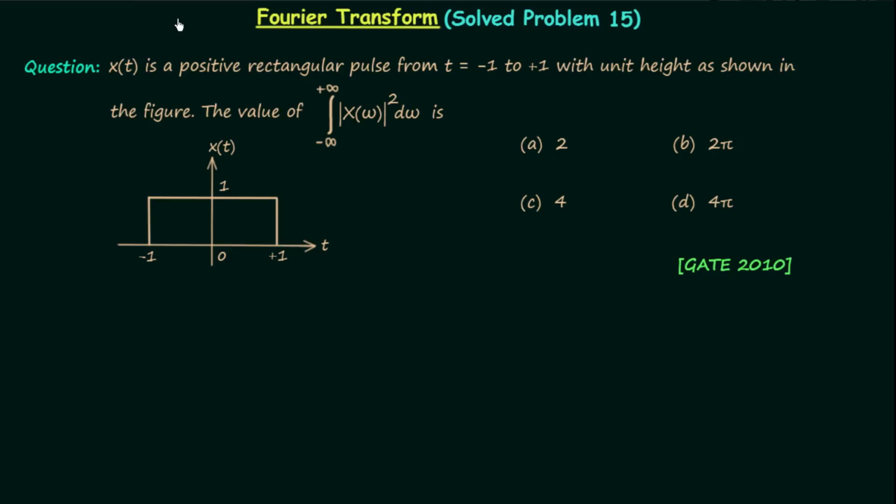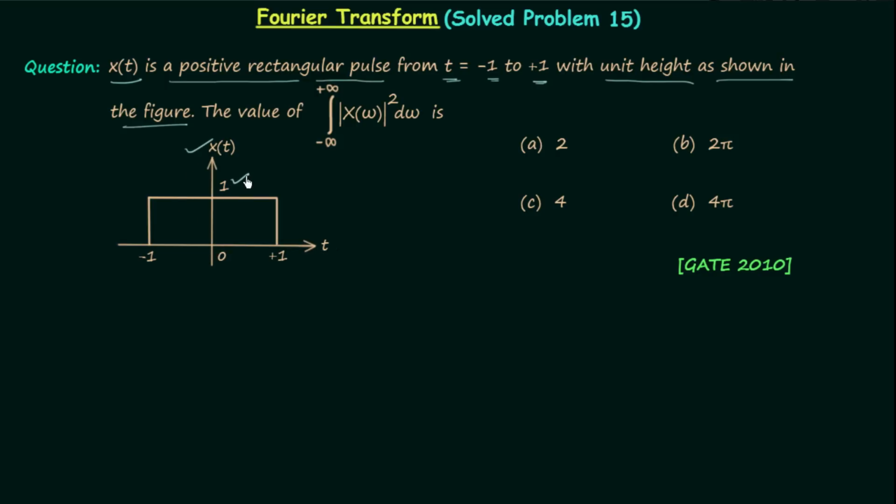In this lecture, we will solve the next multiple choice question. In this question, we are having signal x(t), and signal x(t) is a positive rectangular pulse starting from t equal to -1 to +1 with unit height as shown in the figure. In this figure, you can see the waveform of signal x(t).